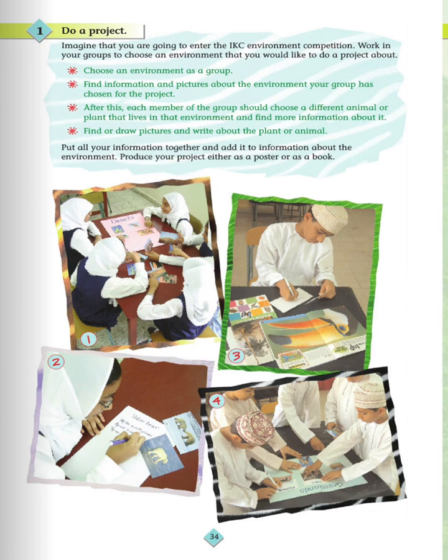After this, each member of the group should choose a different animal or plant that lives in the environment and find more information about it. Find or draw pictures and write about the plant or animal. Put all the information together and add it to the information about the environment. Produce your project either as a poster or as a book. This is a fun task to do in your groups at school.